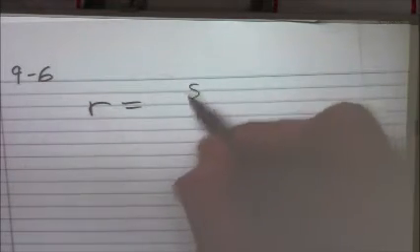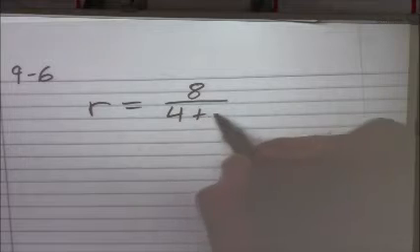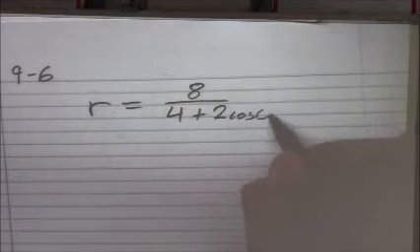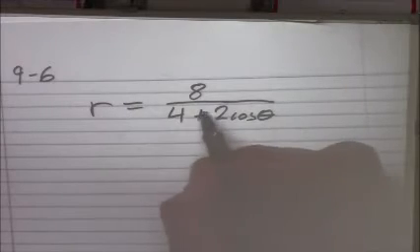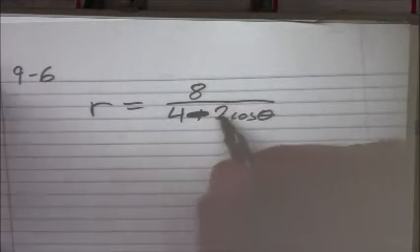I'm going to give you, this is still part of 9-6, r equals 8 over 4 plus 2 cosine theta. Oh, no, let's make that minus, because the last one, so cosine or do I want to do sine?